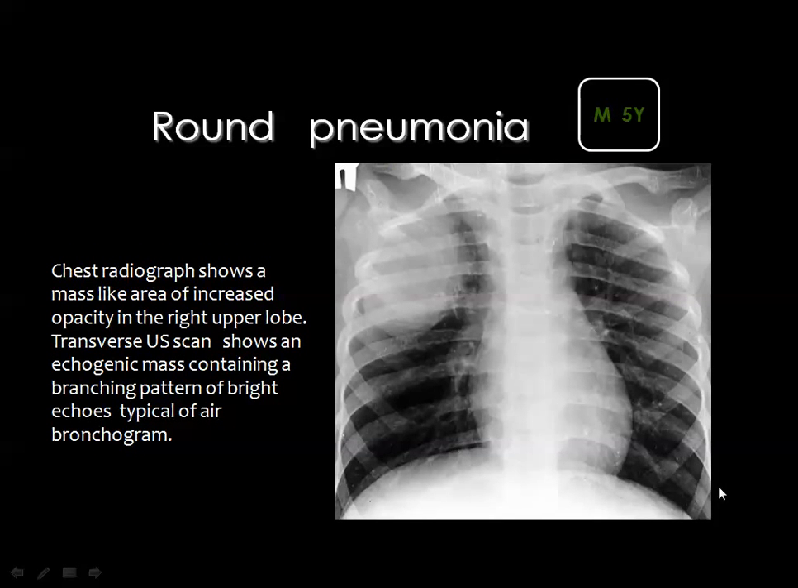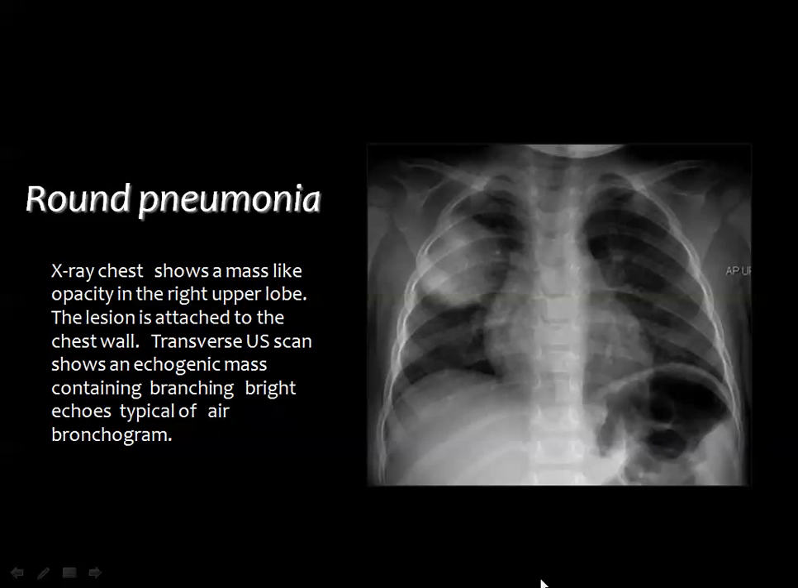Then this is a good example of a round pneumonia in the form of a mass in the apex of the right lung, and this is also a good example of a round pneumonia in the apex of the right lung.